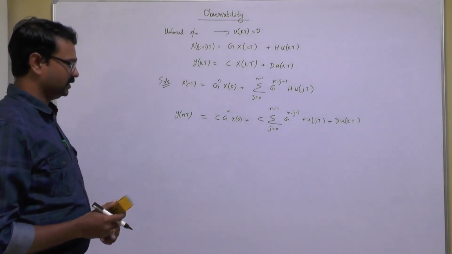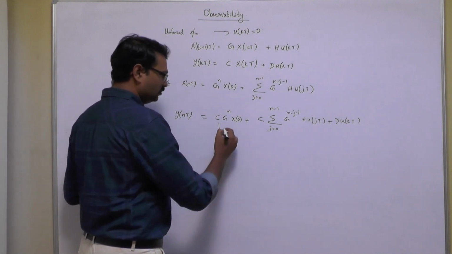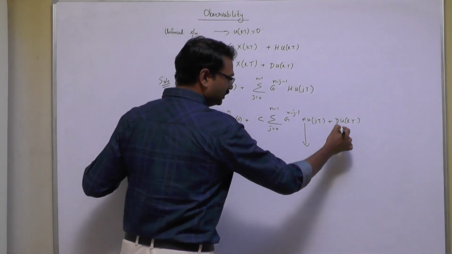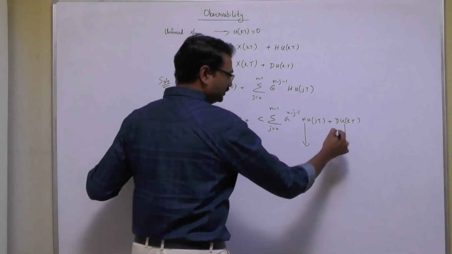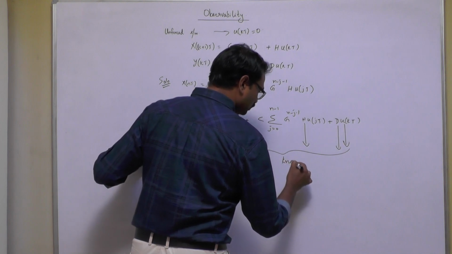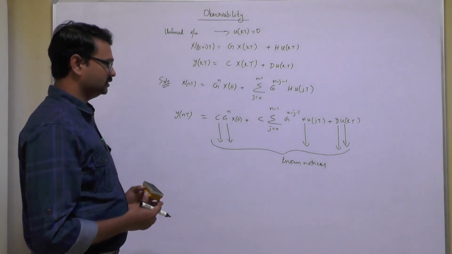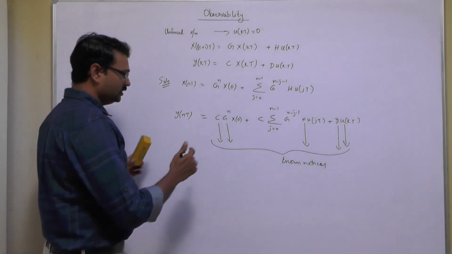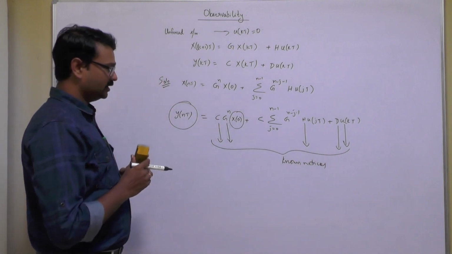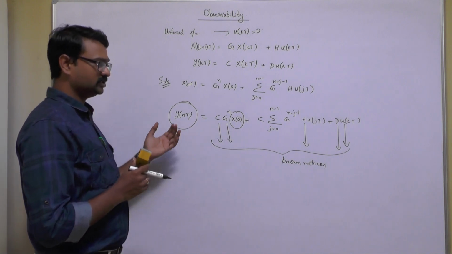Now with this equation in mind, we know what is the value of c, we know what is the value of g, right? We know what is the value of h, and we know u of kt and d, right? All these are known matrices, known quantities, right? Now we can say that if I know this value x of 0, it is sufficient for me to find out y of nt, right? So knowing this value, you can find this value y of nt, because the rest are all known.